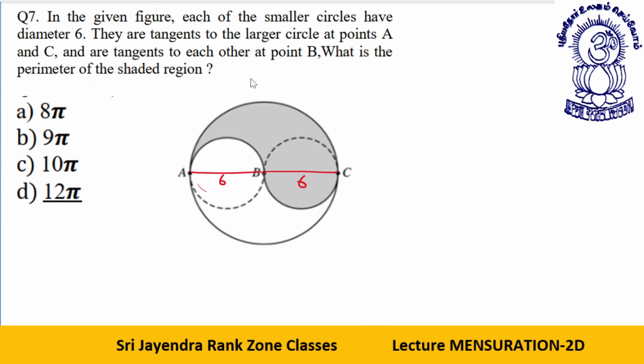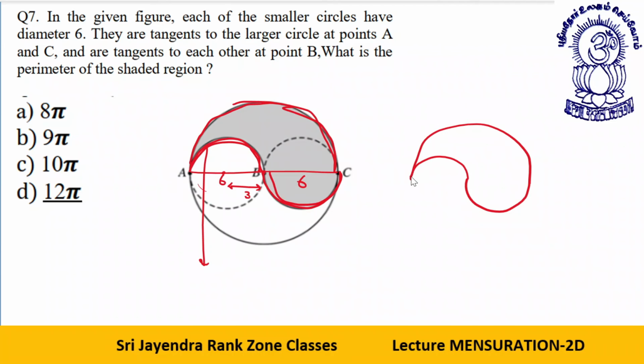What is the perimeter of the shaded region? You have to tell the perimeter of the shaded region. See, first of all, let's talk about this portion. They have the diameter 6, so this radius is equal to 3. What is the shaded portion, dear students? First this part, then this part, then this part. If I move along the entire red area, I will get the shaded portion. This, this, then this. This is the shaded area.